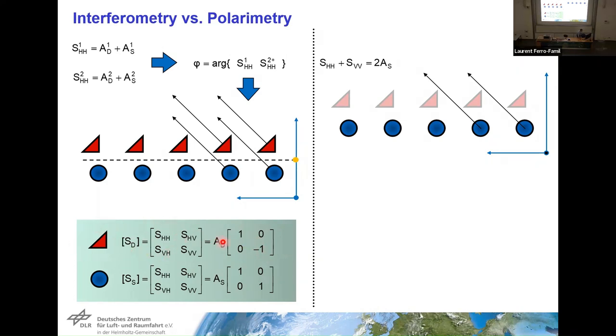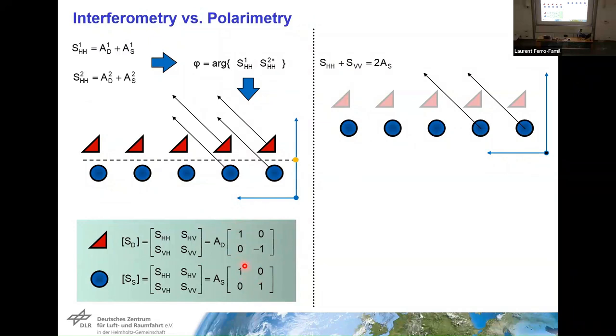Then, for the dihedrals, you basically have a 180 degrees phase difference between HH and VV. For the spheres, they basically have the same phase. And this tells you that, for instance, if you take for one acquisition the sum of HH and VV, what happens? Basically, if you take the sum, the dihedrals cancel.